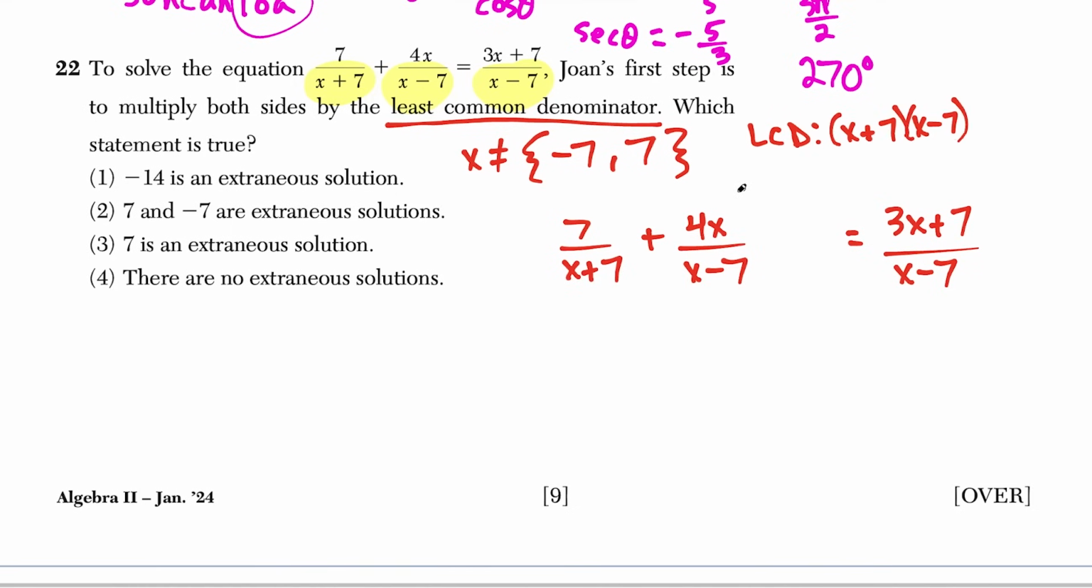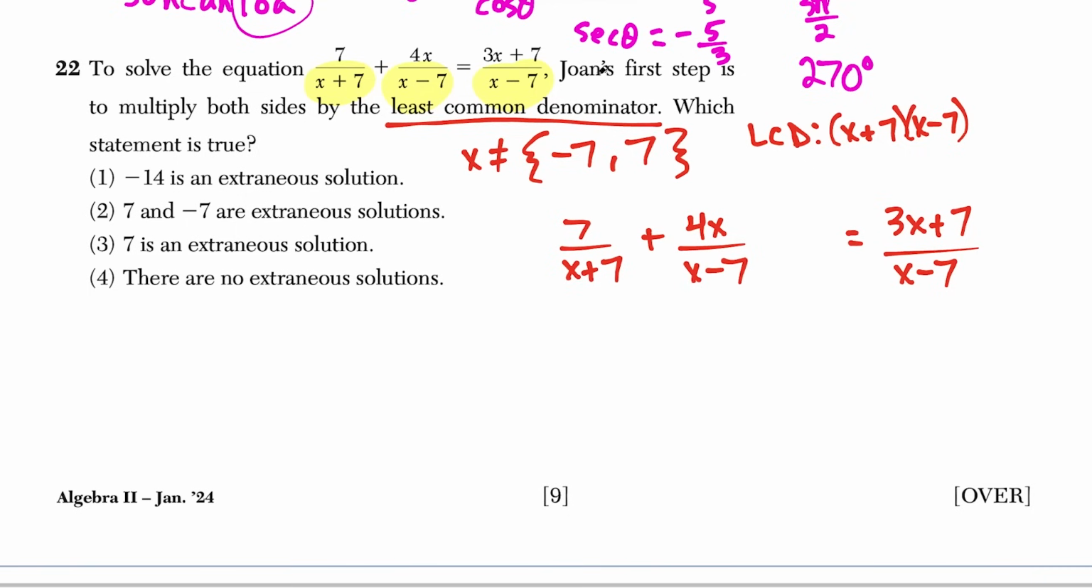And the way I find the least common denominator is I just look at all of the unique factors in the rational equation. And I just write all of the unique factors down. So here we have an x plus 7, and we have an x minus 7 that shows up twice, but I only need to write it once.